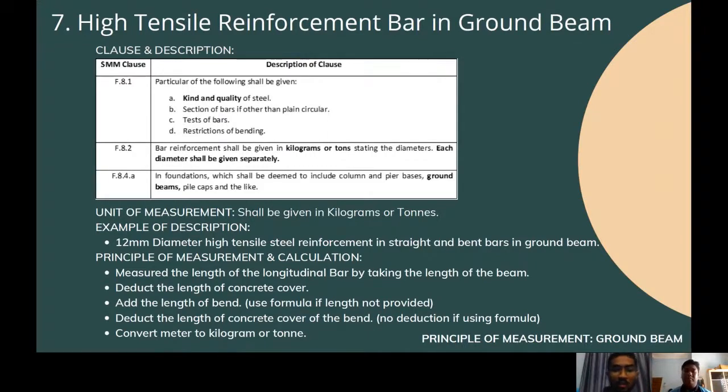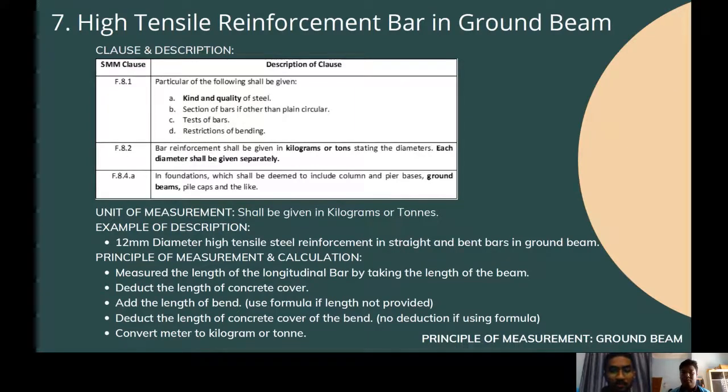So the next one is we need to add the length of the bend. But if the length is not provided in the drawing, the bend formula can be used, which is 16 multiplied by the diameter of the rebar. So in this case, 16 multiplied by 12. Right. So next we deduct the length of the concrete cover of the bend. If the calculation of bend length uses the formula, then there is no need for deduction. Right. So the last step is we need to convert the length to kilograms or tons.